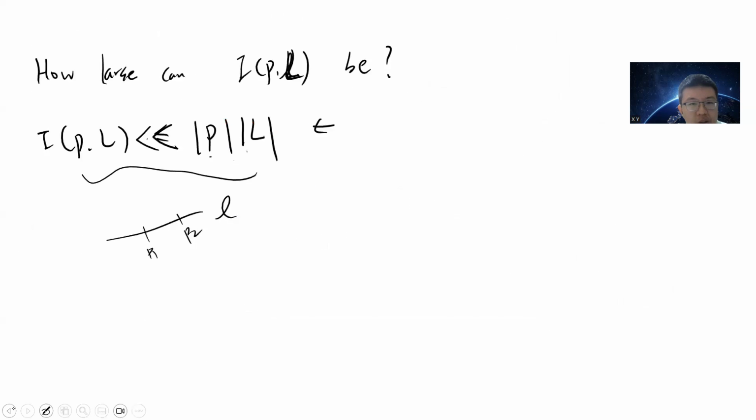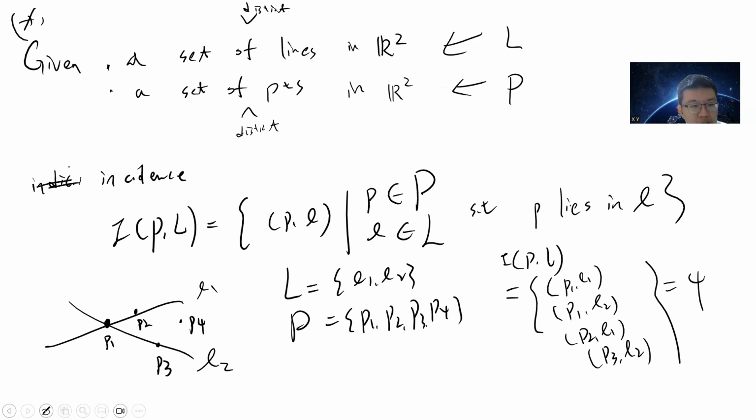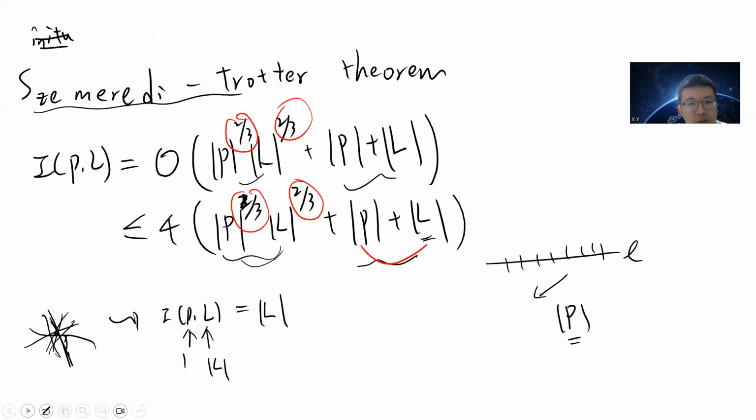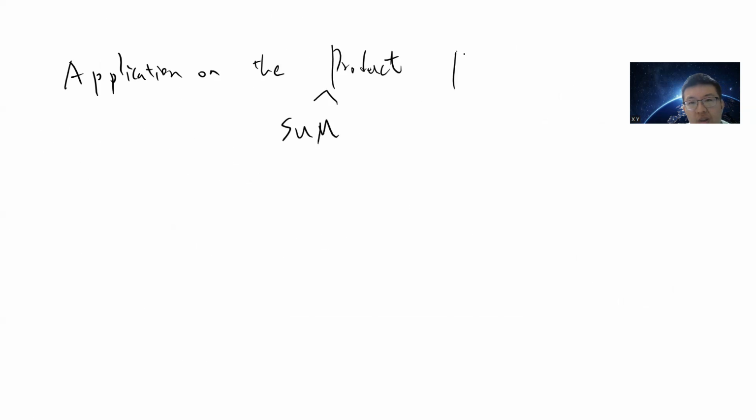Okay, so this finishes the proof of Szemerédi–Trotter using the crossing lemma. So the next time we will see an application of this on the so-called sum-product problem, which has interesting results. Okay, see you guys in the next video.